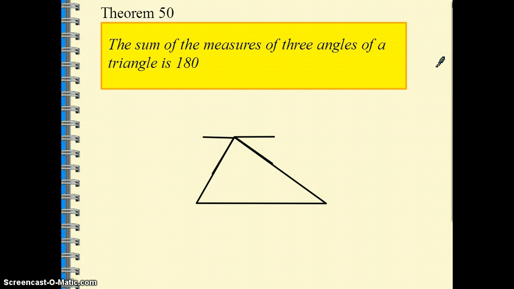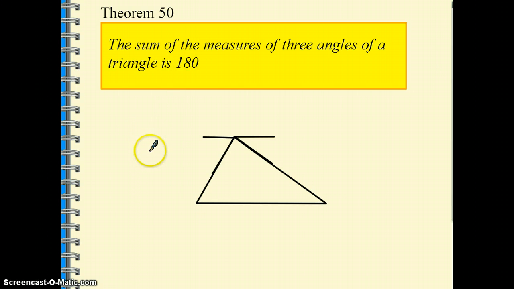So first off, we're going to look at Theorem 50, which states that the sum of the measures of the three angles of a triangle is 180. You've seen it before, and we've used this in the past in finding a third angle that we don't know from a triangle, knowing that the sum is always going to be 180.